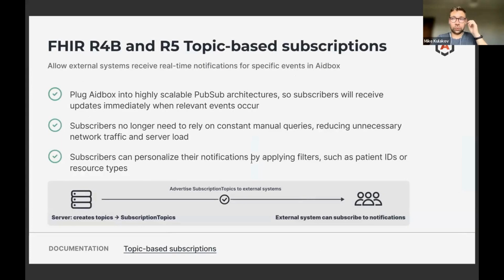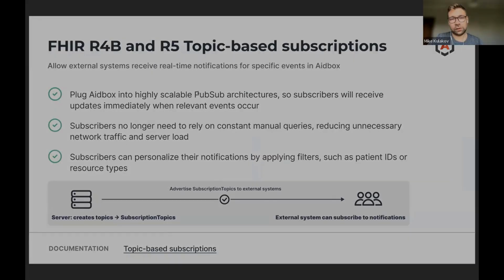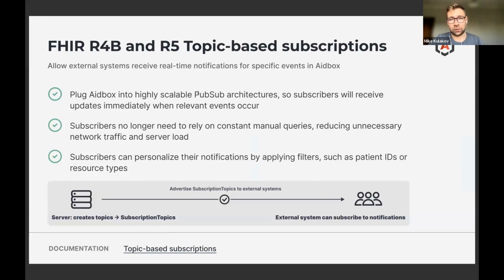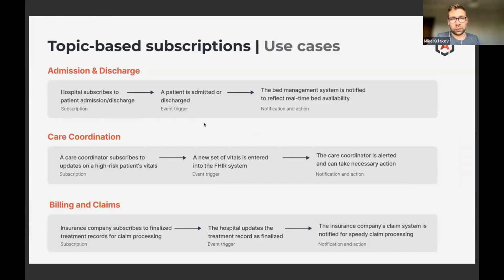Yeah, the next huge update in Aidbox is an implementation of FHIR R4B and FHIR R5 topic-based subscriptions. This new functionality allows everyone to plug Aidbox into pub/sub architectures. It gives a really predictable and stable way to notify external systems about the updates of the data that happened in Aidbox. Here are some use cases that might be implemented, but again, we encourage you to reach out to us with your cases and let's discuss it. And we are looking for pilot implementations.